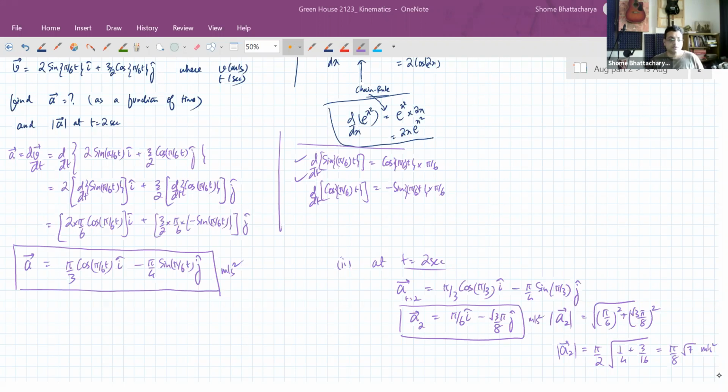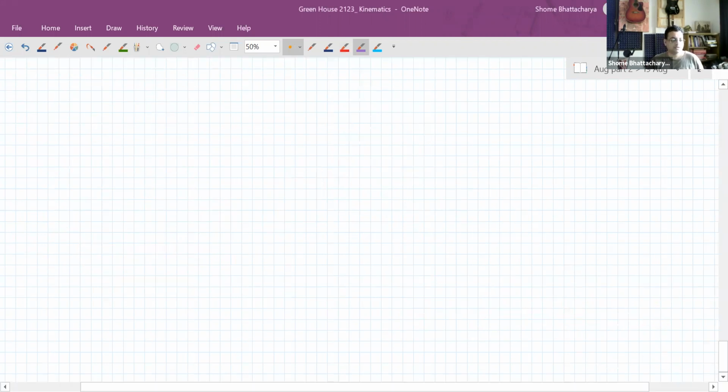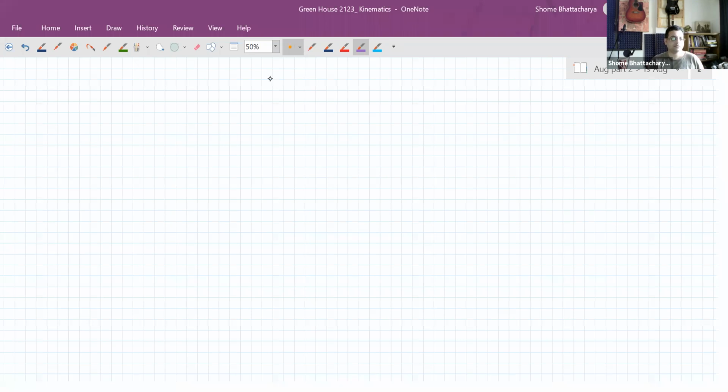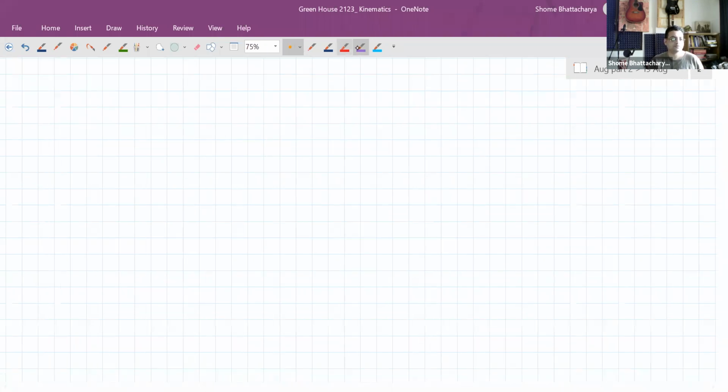Now, next we will look at a couple of examples which will help us in the next portion of kinematics we'll be studying very soon, which is projectile motion. So next lecture we'll be totally discussing projectile motion. So let's do some background work for that.